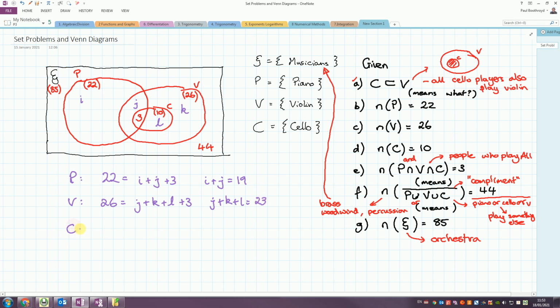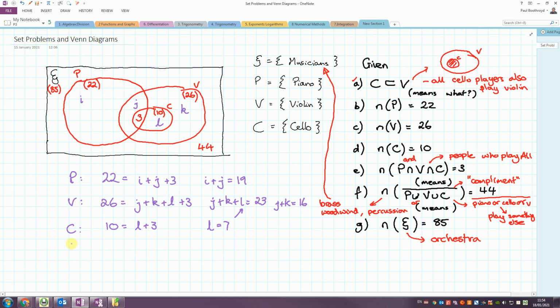C, the cellists, I know there are 10 people. And that's made up just of sections L and 3. And now I know that L must be 7. Because I know L is 7, I can now change it in this line, so that this now becomes J plus K equals, take 7 away, 16.